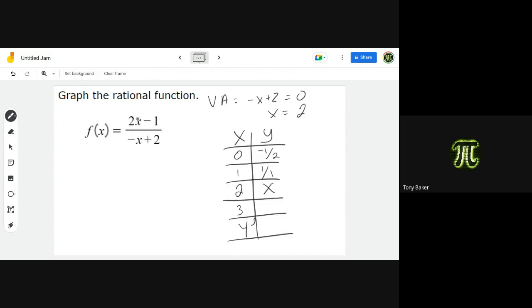3. So 6 minus 1 is 5. -3 plus 2 is -1. 4. 8 minus 1 is 7. -4 plus 2 is -2.